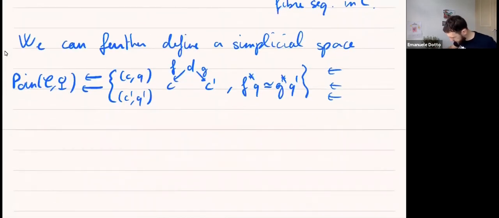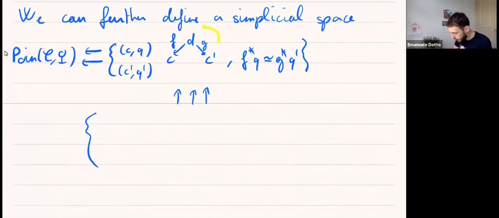Okay, what are the higher simplices? Maybe I should write them down here. Let me give you the next one up. So roughly, instead of looking at diagrams of this form, we're going to look at diagrams of this form.